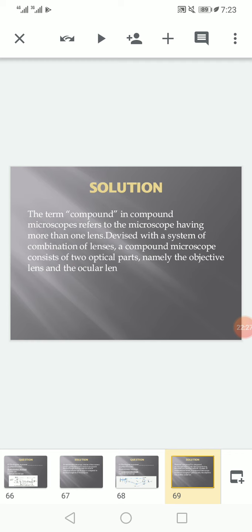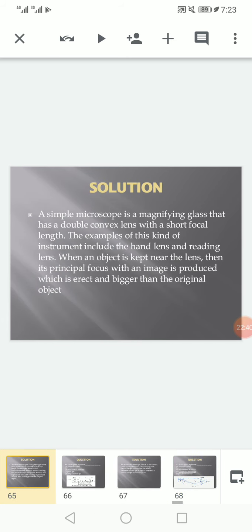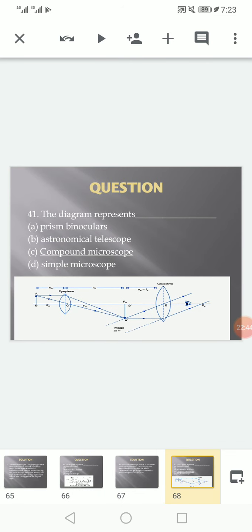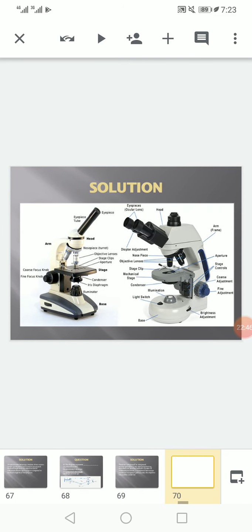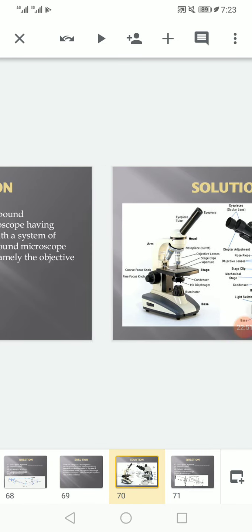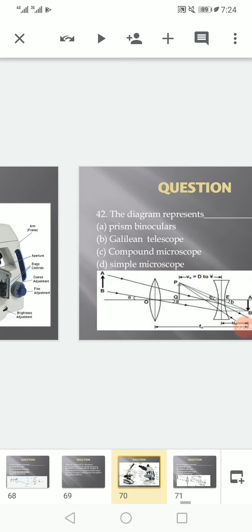So the term compound in compound microscope refers to the microscope having more than one lens. So please, you should be able to identify a simple microscope. This is a simple microscope, and this is a compound microscope. But this is what a microscope looks like in real life. But this is a diagram of a compound microscope.